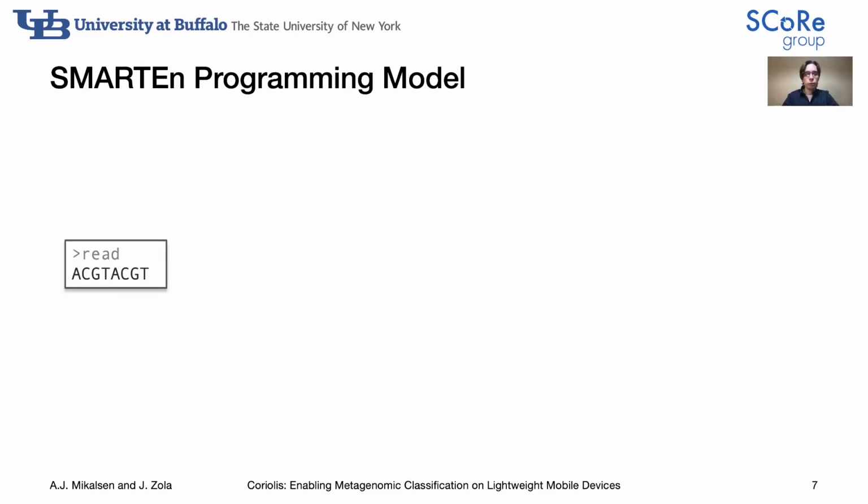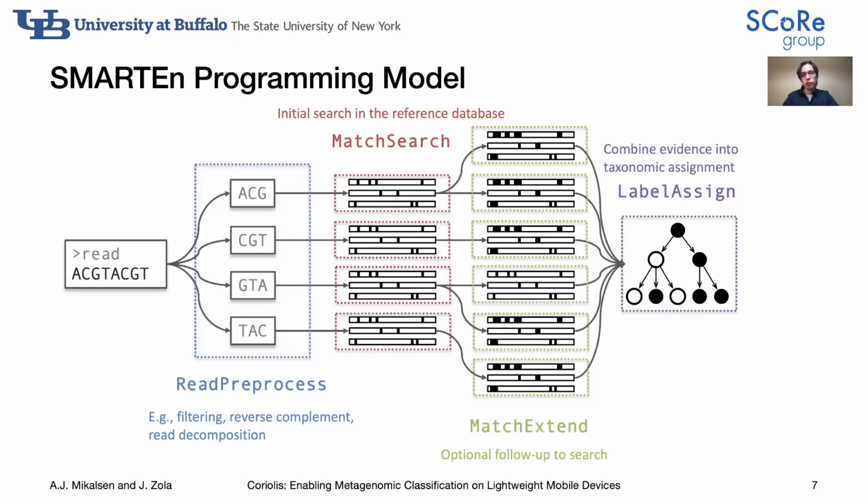So when writing a SMARTN program, you think of the classification process from the perspective of a single read. So this process is decomposed into 4 stages, and the programmer implements a method for each of the stages that tells the SMARTN runtime how to process data at that stage. So the first stage is read preprocess, which does some initial preprocessing of the read, like filtering reads and identifying segments of interest within the read. And after that is match search, which does some initial searching in the reference database for portions of the read.